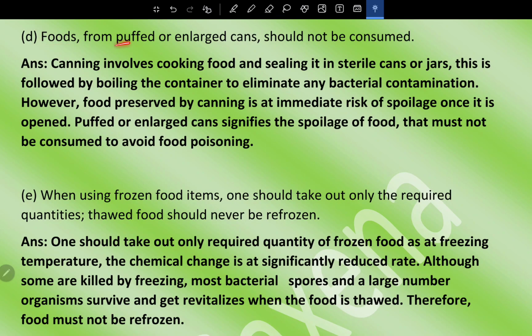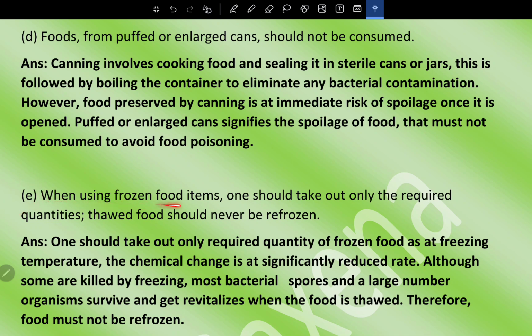D, food from puffed or enlarged cans should not be consumed. Canning involves cooking food and sealing it in sterile cans or jars. This is followed by boiling the container to eliminate any bacterial contamination. However, food preserved by canning is at immediate risk of spoilage once it is opened. A puffed or enlarged can signifies the spoilage of food that must not be consumed to avoid food poisoning.